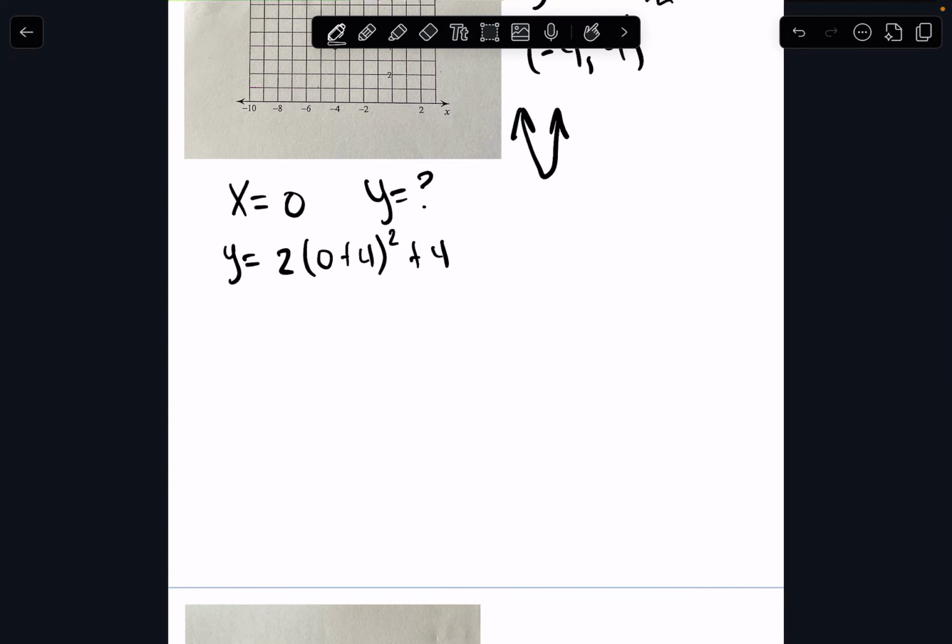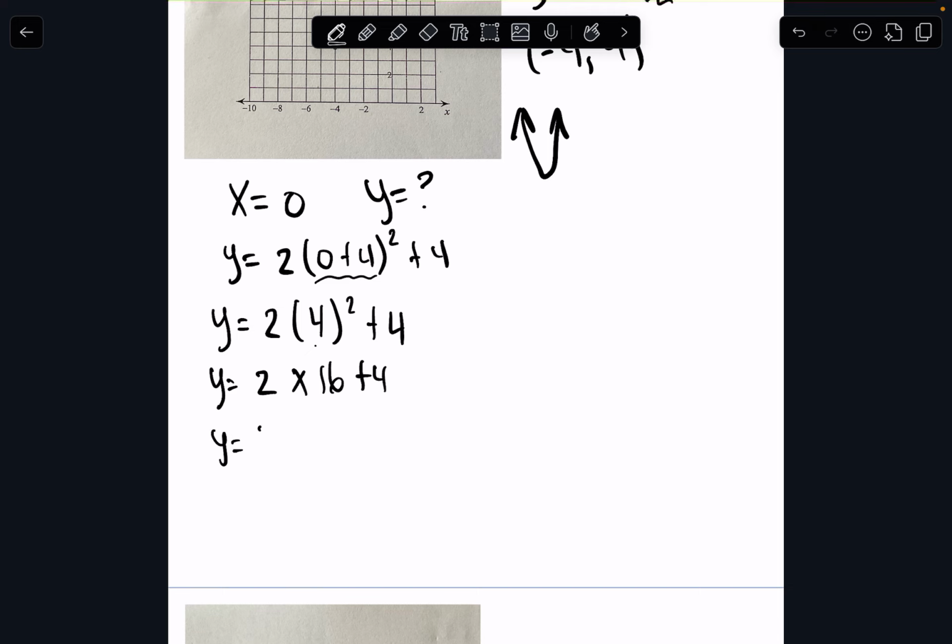Now we just need to solve for y. The first thing we're going to do is follow the order of operations. We have the stuff inside the parentheses first, so y equals 2 times 0 plus 4, which is just 4, squared, plus 4. The next thing we do is exponents. So y equals 2, and 4 squared is 16. So 2 times 16 plus 4, and then multiplication: y equals 32 plus 4, or y equals 36. Remember, to get 36, we plugged in 0 for x. So this is going to be the coordinate 0, 36, and that is our y-intercept.